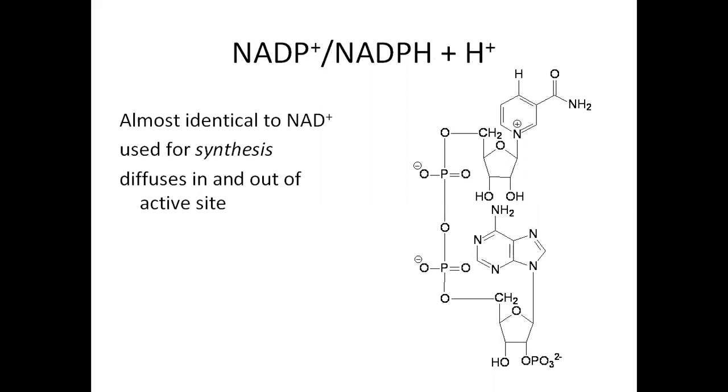NADP is almost identical to NAD. If you notice at the bottom of the structure, there is an extra phosphate group on the 2' carbon of the bottom ribose. This phosphate is Mother Nature's way of telling the enzymes that the coenzyme should be used for synthesis instead of for degradation. Like NAD, NADP also diffuses in and out of the active site.